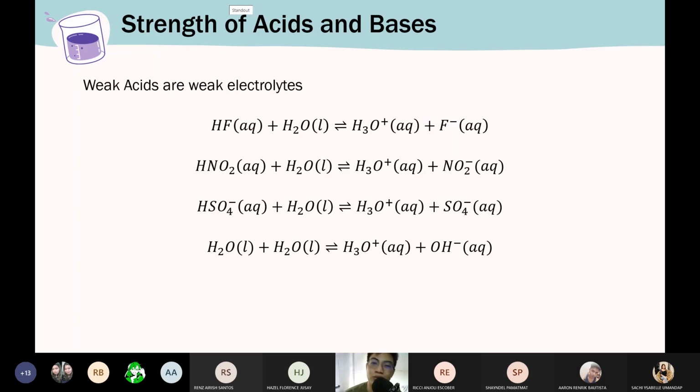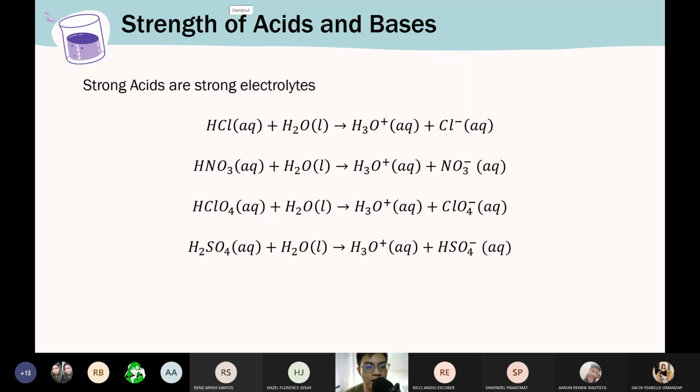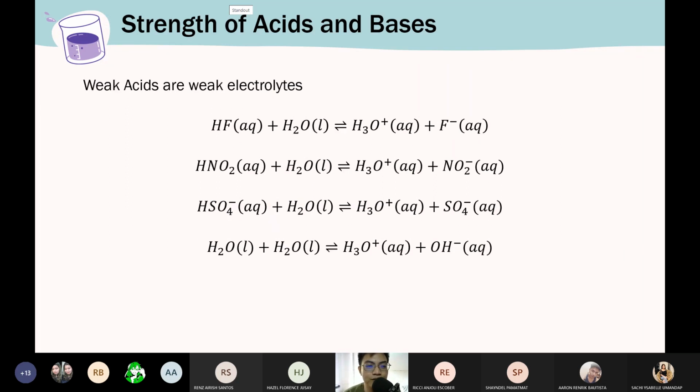Nitrous acid, HNO2, is a weak acid. And this is bisulfate. Bisulfate anion is a weak acid. It is the second dissociation of your strong acid, sulfuric acid. And then the water is considered a weak acid.